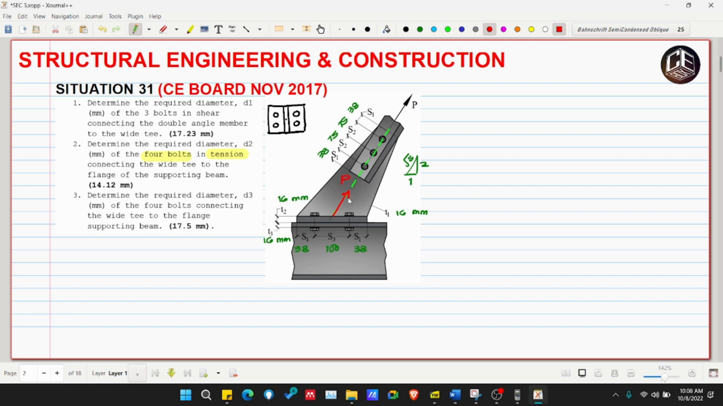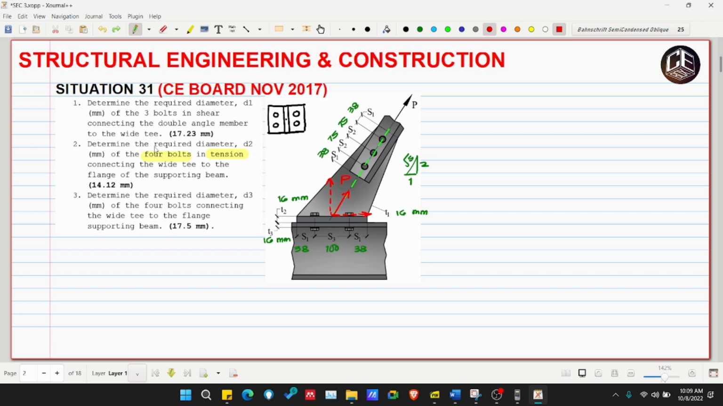And as you can see here, yung ating P ay naka-diagonal. So, ibig sabihin, kailangan natin i-convert yung ating P into vertical and horizontal component. Ang tanong, anong gagamitin natin para dun sa condition ng tension? Remember, kapag tension, kailangan yung ating force ay perpendicular dun sa cross-sectional area ng isang member.